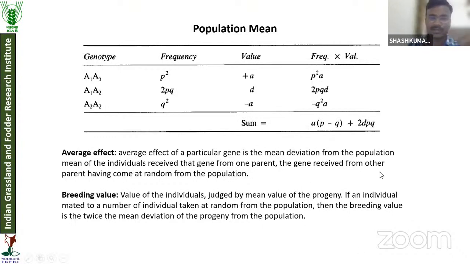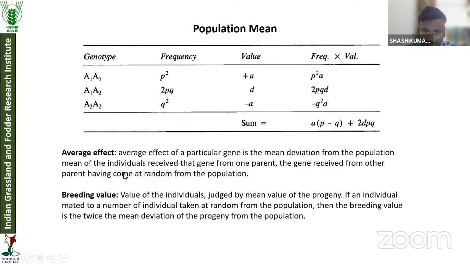Once you know the value of the genotype, plus A, and the frequency in the population, suppose in the population you have A1A1, the heterozygote, and A2A2 with frequencies p square, 2pq, and q square. Their values are plus A, the deviation D, and minus A. The product of genotype frequency and their value gives the population mean. If you add p square A, 2pqD and minus q square A, it comes to A into p minus q plus 2dpq. This is most often asked in objectives and also in ARS examinations.